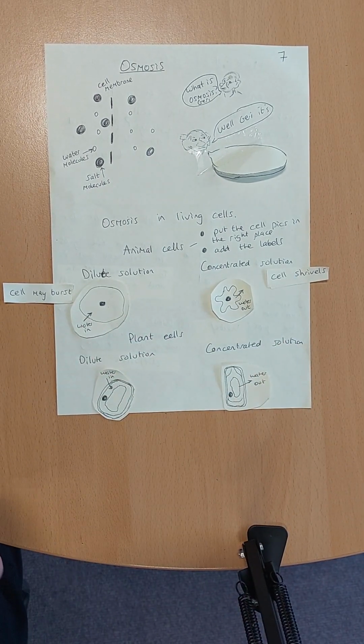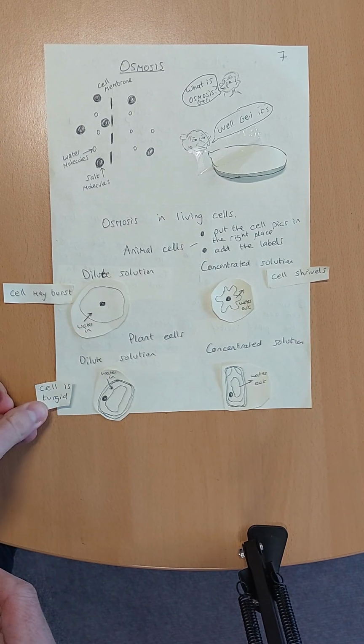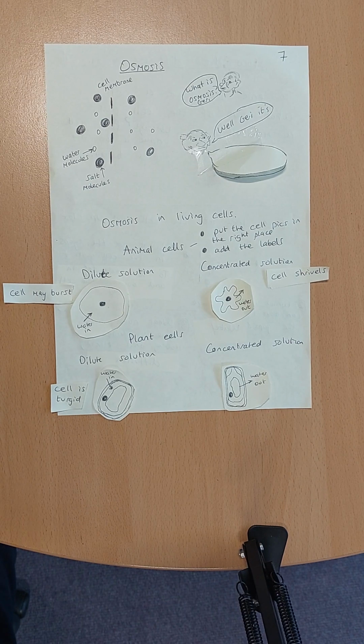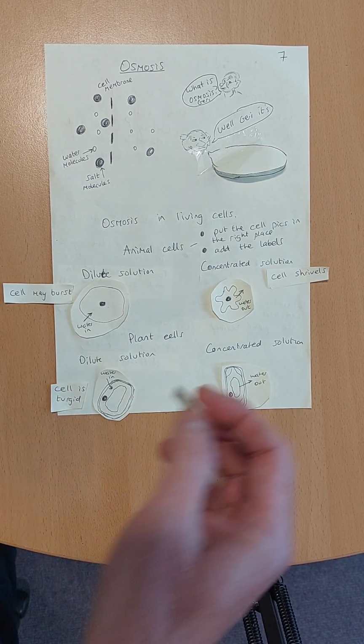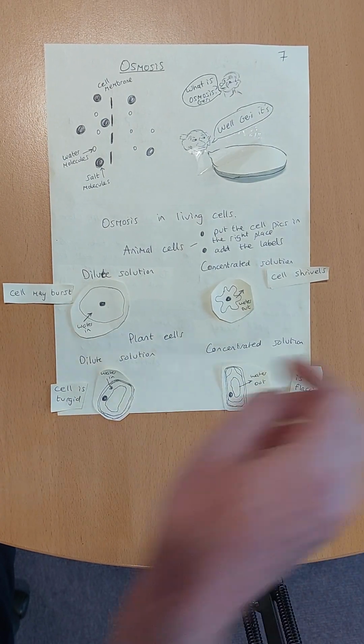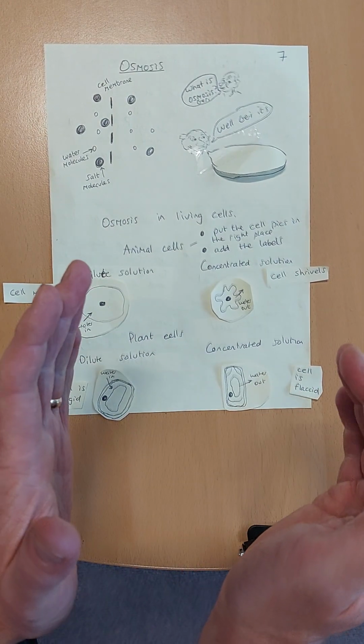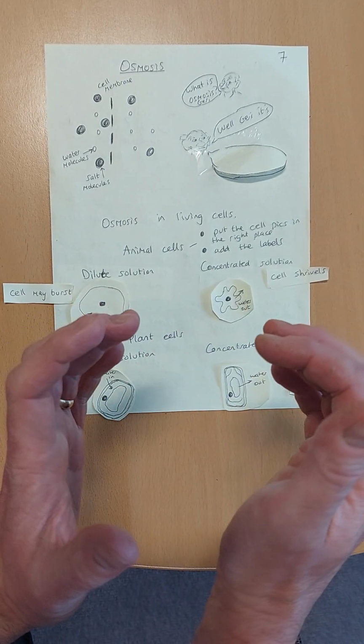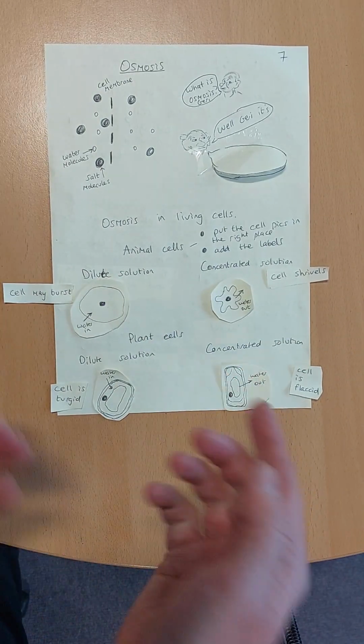So we call this turgid. So if it's in a dilute solution and it's swelling up, getting really, really large, we call it turgid. And we call it flaccid if it's in a concentrated solution and it's losing lots of water. So it's kind of in a flaccid state.